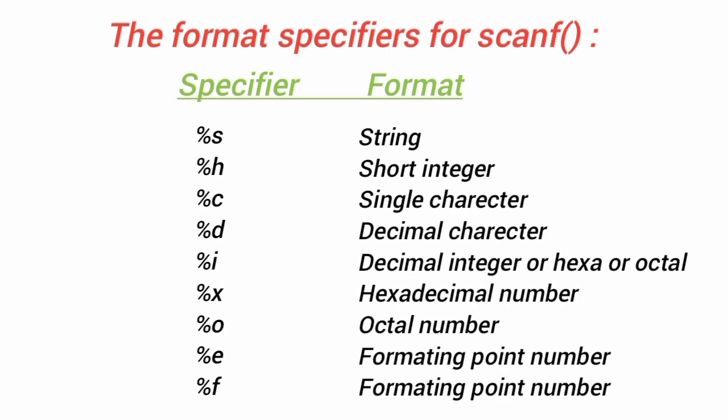The format specifiers for scanf: the specifier is the percent sign and the format is a string. Similarly, %h short integer, %c single character, %d decimal integer, %i decimal integer, hexadecimal or octal, %h hexadecimal number, %o octal number, %e floating point number, and %f floating point number.